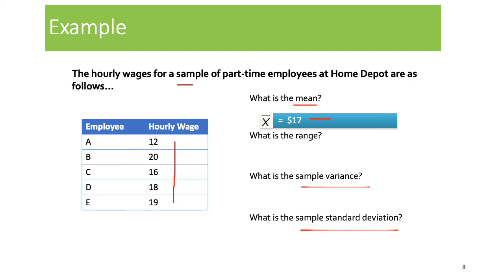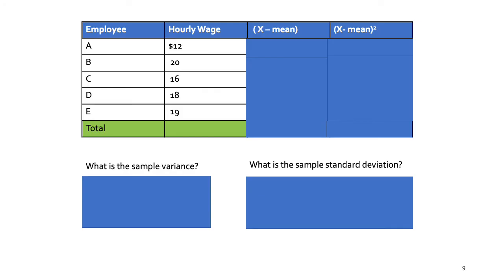What is the range? The range is simply the maximum value in the data set, which is 20, minus the minimum value, which is 12, and we find a range of 8. Now, the next slide will give us a table of how we build to find the sample variance and sample standard deviation.